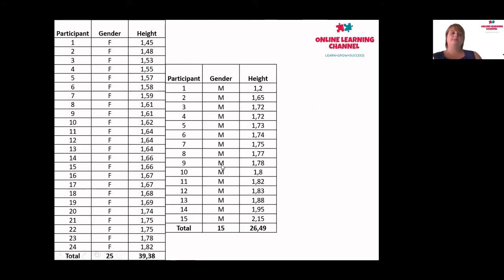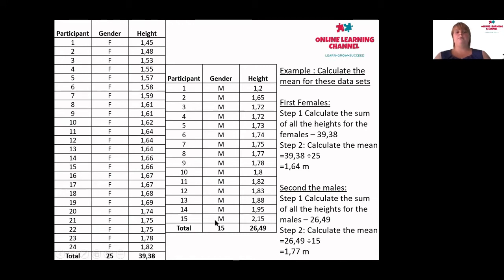So here is my data. Do you see I sorted it between female and male? So the sum of all the data set, in other words, you can take 1.45 plus 1.48 plus 1.53. You're going to add all of them up to get to the 39.38 total. So calculate, or here's my example, calculate the mean for these data sets. Your first is your females. That's what I'm going to calculate first.